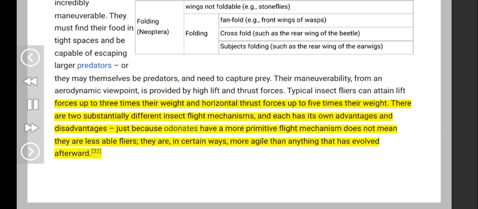There are two substantially different insect flight mechanisms, and each has its own advantages and disadvantages. Just because odonates have a more primitive flight mechanism does not mean they are less able flyers. They are, in certain ways, more agile than anything that has evolved afterward.